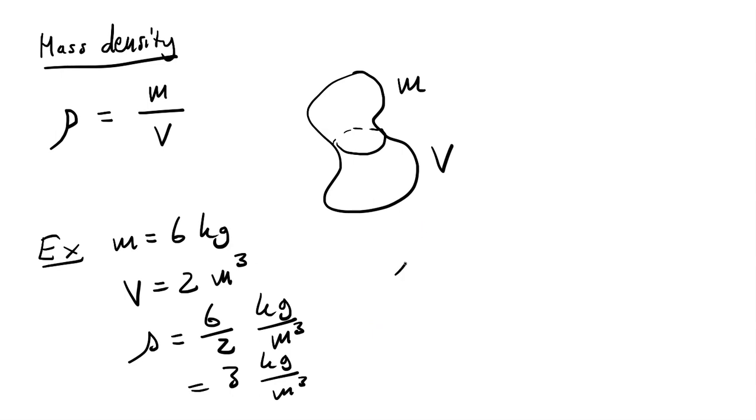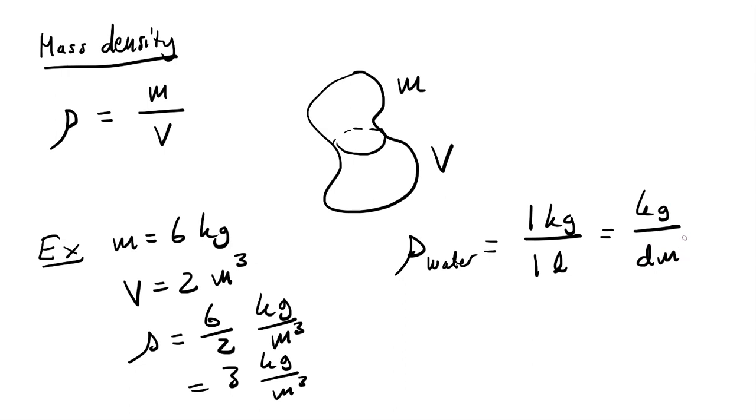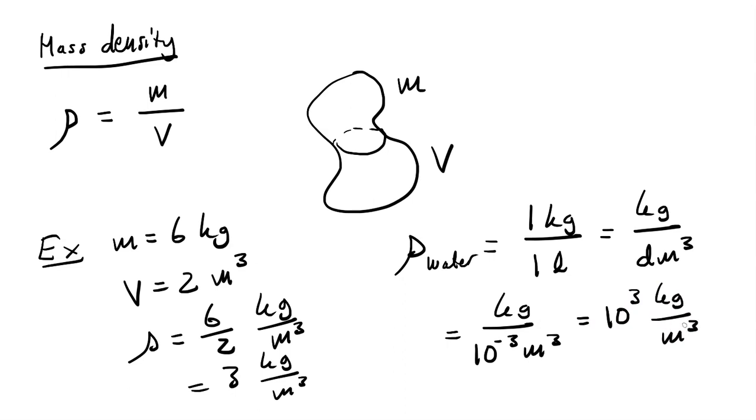For example, what is the mass density of water? Then we know that if you have 1 liter of water, it weighs 1 kilogram. And 1 liter, that's the volume. So mass divided by volume. So here we have a kilogram divided by liter, but the liter is a cubic decimeter. And the cubic decimeter is 1,000th of a cubic meter. So this is 10 to the power 3. So the mass density of water is 1,000 kilograms per cubic meter, or 1 ton.